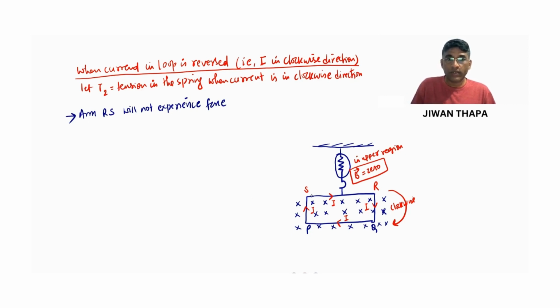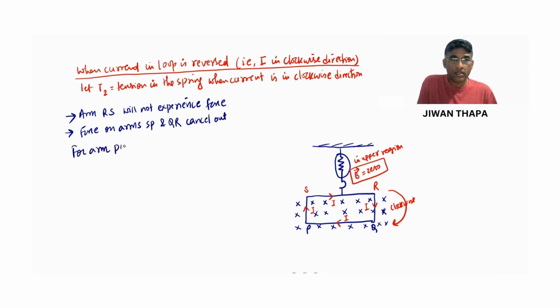And we can see the force on arms SP and QR, as we did earlier, cancel out. So we have this. Now for arm PQ, so we have this.